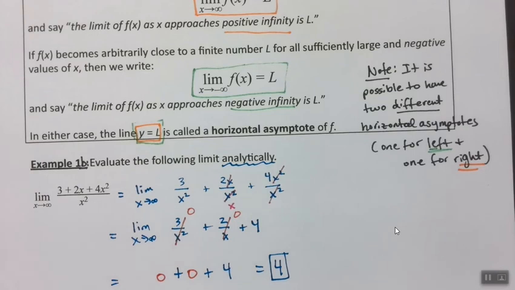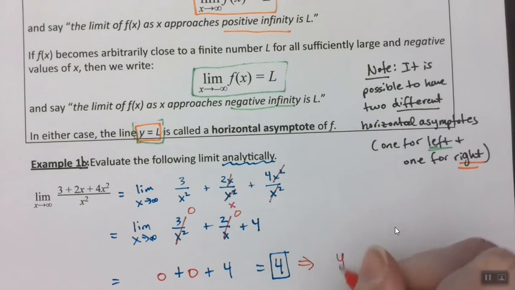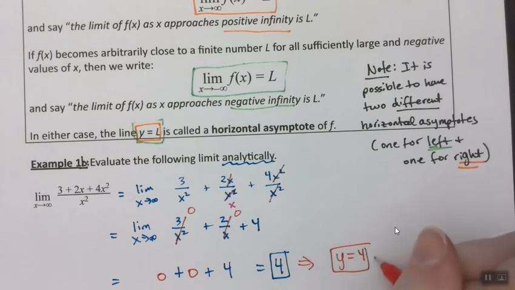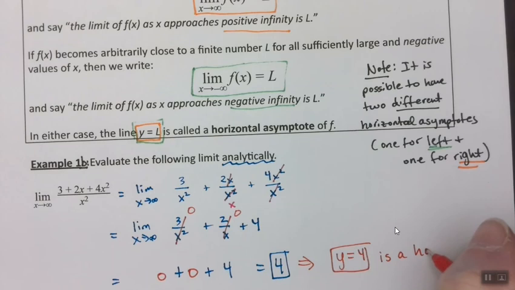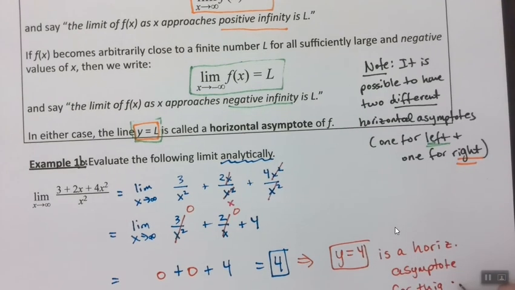And for the record, they didn't actually ask for it, but that would also mean that y equals 4 is a horizontal asymptote for this graph. Oop, this graph. I can't spell. Oh my goodness. Hold on one second.